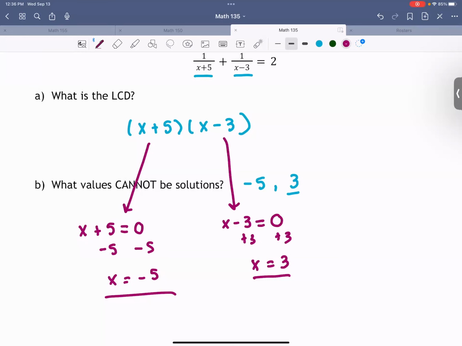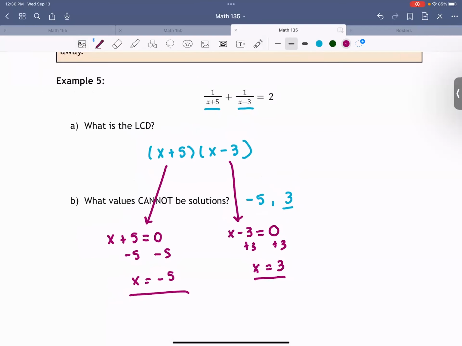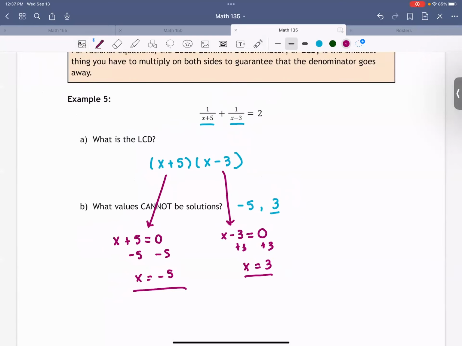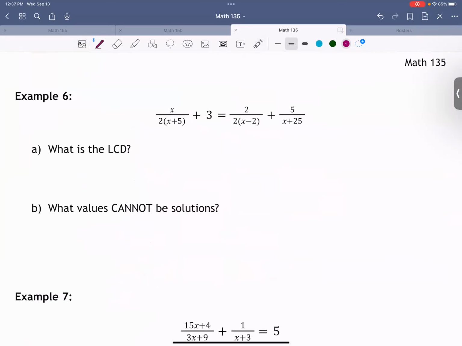So if you solve this equation and you get either -5 or 3, those are not the answer. Okay. All right. Any questions so far? Now, I know this is kind of tricky. I promise you this does get a lot easier. Let's just start the next example and then I'll show you some other things on Friday, okay?